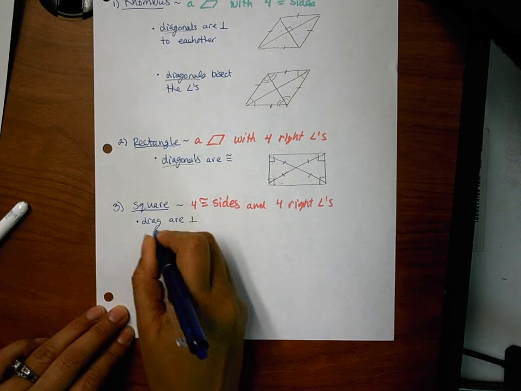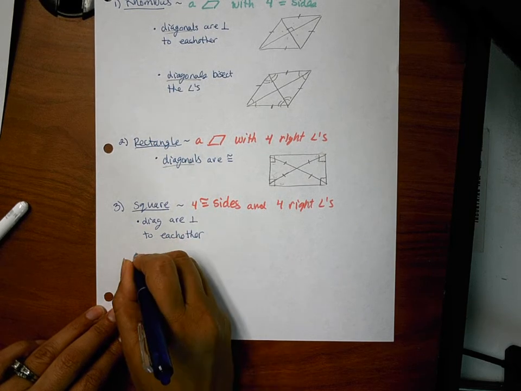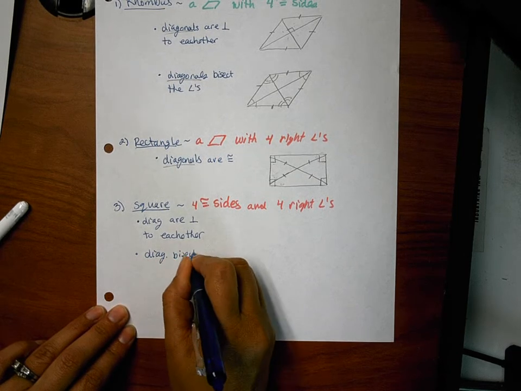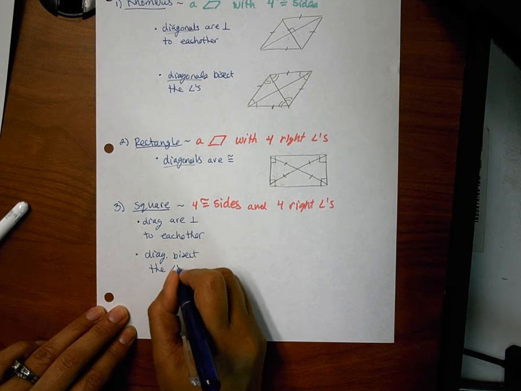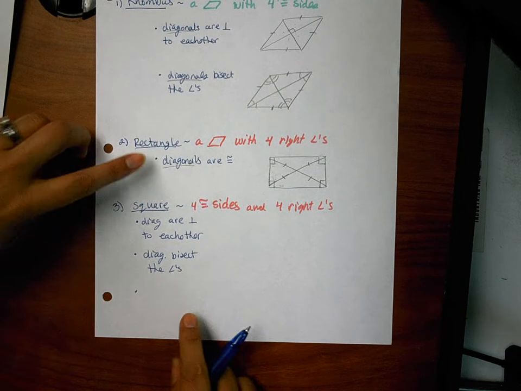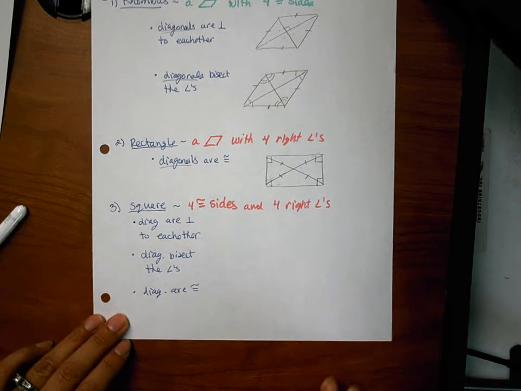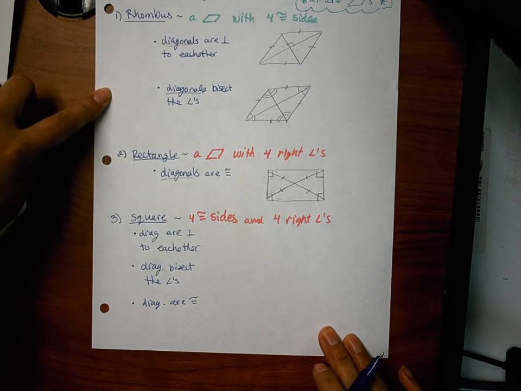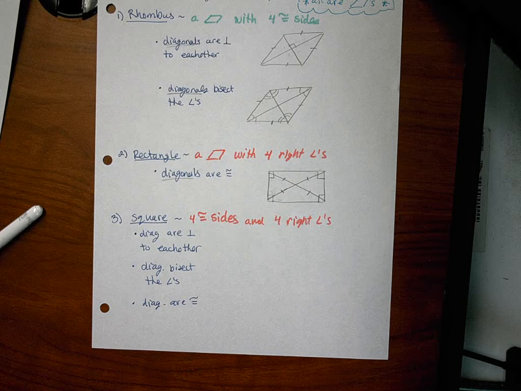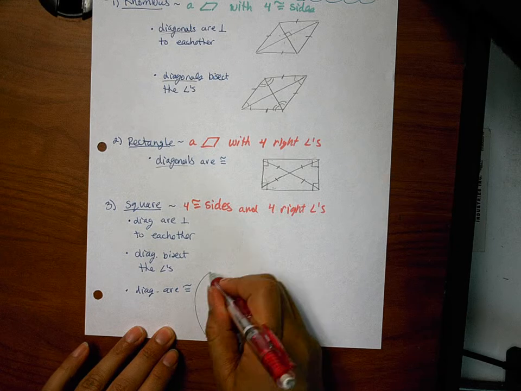So I'm just going to list it all. It has diagonals that are perpendicular to each other. Diagonals bisect the angles. That's that one right there. And diagonals are congruent. So it has all of the properties, which makes sense because a square is a rhombus because it has 4 congruent sides, and it is also a rectangle because it has 4 right angles.